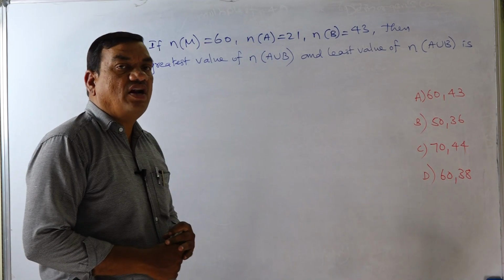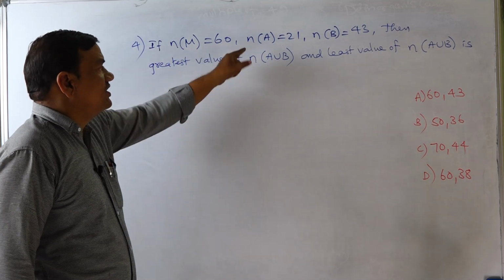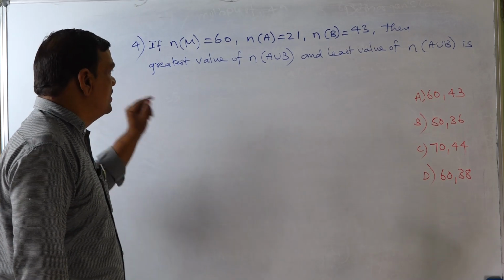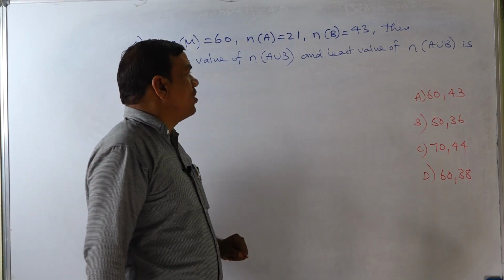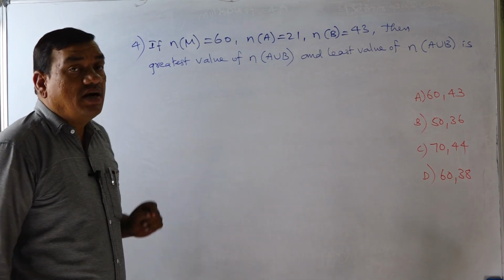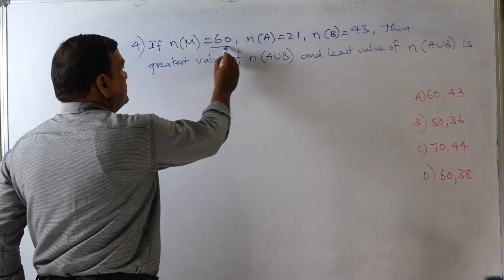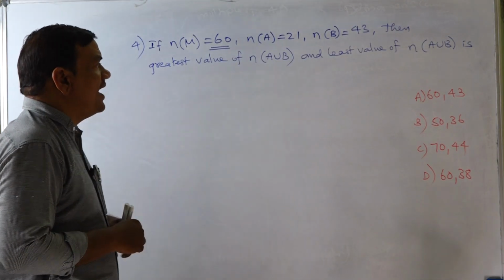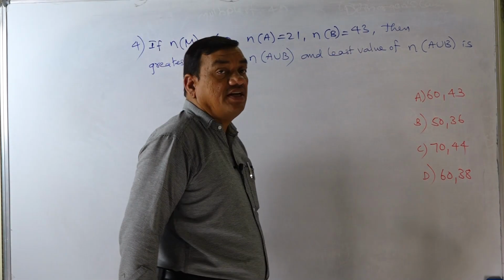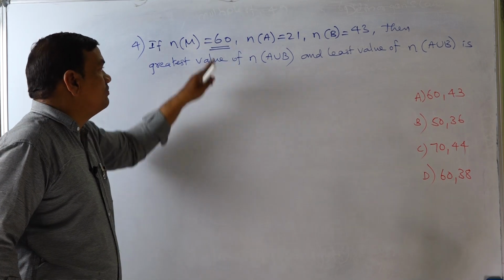Dear students, welcome to the fourth problem. If n of mu is equal to 60, n of A is equal to 21, n of B is equal to 43, then the greatest value of n of A union B and the least value of n of A union B is asked. But try to understand here. Observe here, n of mu is 60, n of A is 21, n of B is 43. 21 plus 43 is equal to how much? It is equal to 64. So it is more than 60.